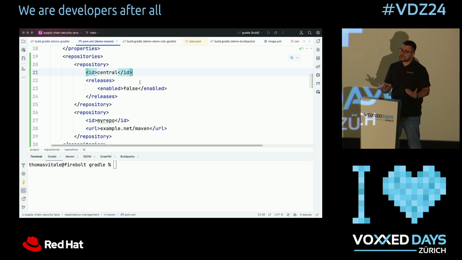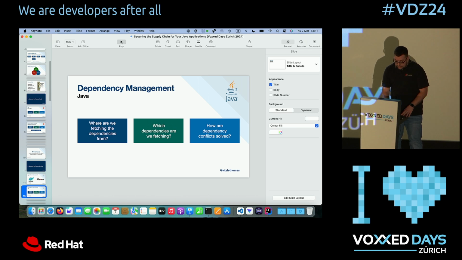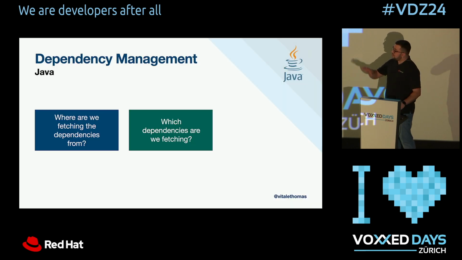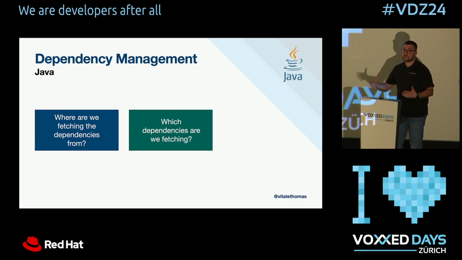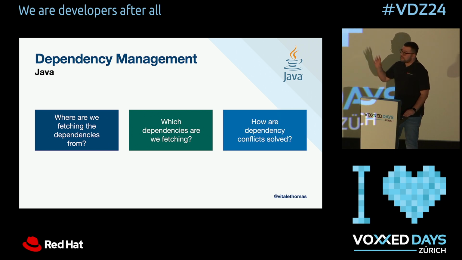But that's more about where we fetch dependencies from. So what happens to get a visualization of all the dependencies that we're fetching, all the transitive dependencies, and have a sure answer about how dependency conflicts are resolved. Now, there are different ways.